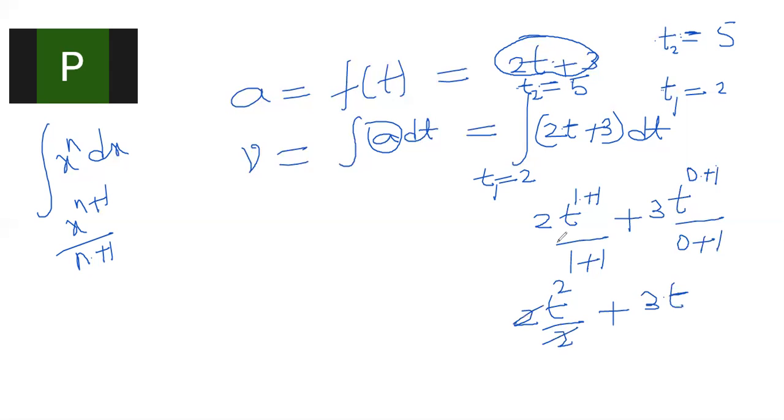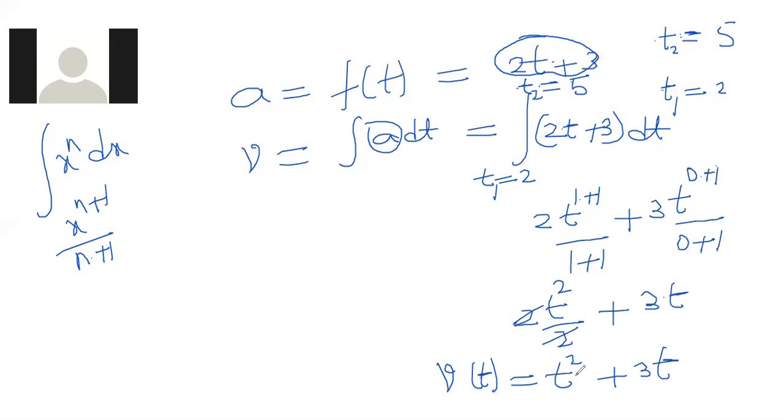It is not necessary that you will always be given 2 here. There may be 9 also. Anything can come. Luckily 2 has been there, so luckily it got cancelled. Don't expect that it will always get cancelled. So the velocity function you got is a quadratic function: t square plus 3t.